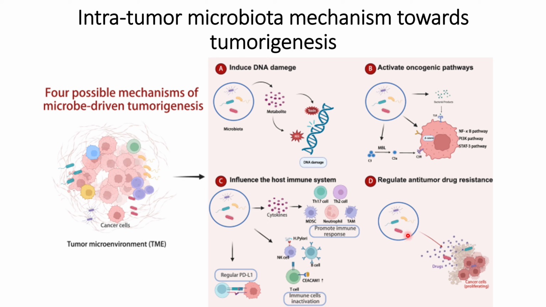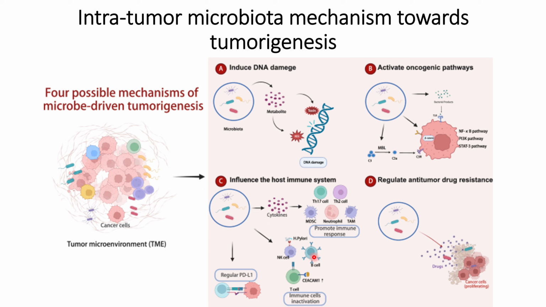The other one is about regulating anti-tumor drug resistance. In order to increase drug resistance, the bacteria will release cytokines such as those from regulatory cells that lead to suppression of the immune system, similar to the mechanism shown in panel C. But in this case, it will not suppress the immune system response.